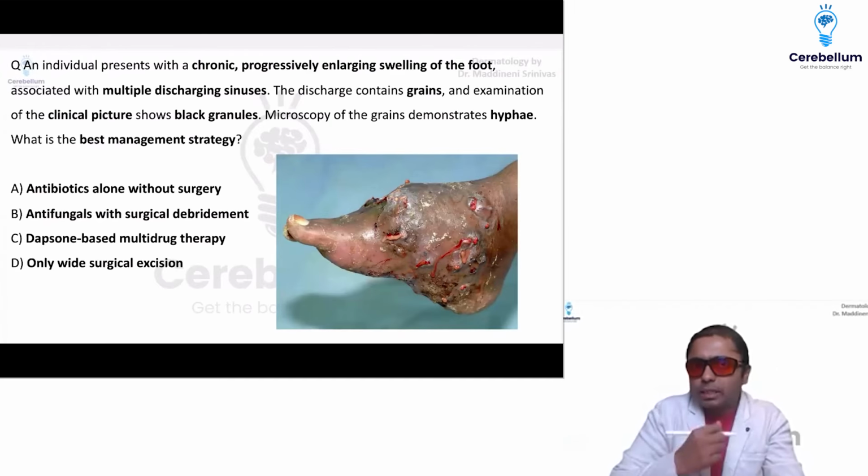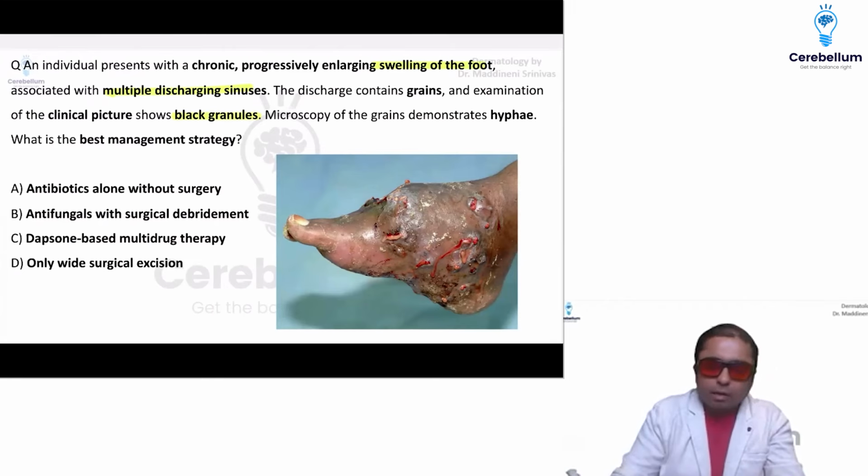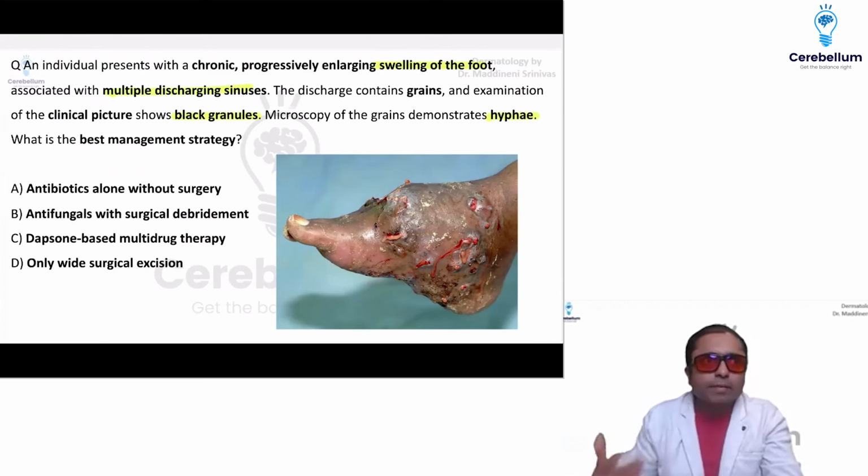So some students told me that this was also given. An individual is presenting with a swelling of the foot and there were multiple discharging sinuses. And from those sinuses, grains are coming out which were black in color. It was also mentioned that hyphae were noted on microscopy. What is the best management strategy? Was this question given? Was this picture and this question given?